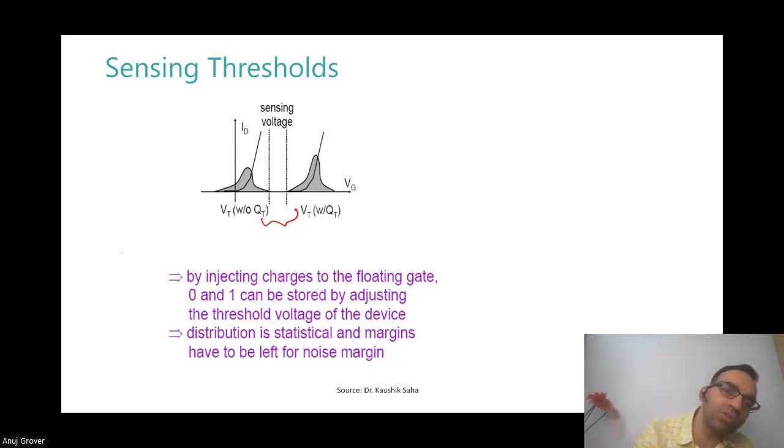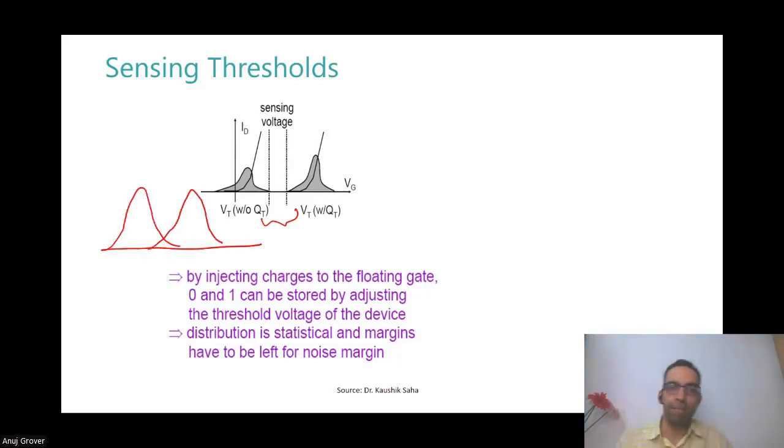What would happen if there were two distributions that were overlapping? What happens in such a case? Ambiguous data. You don't know whether you're reading a 00 or a 01 or a 10, whatever was the data that you wanted to read. In this region, there is ambiguity because there's a significant probability of reading a 0 and there's a significant probability of reading a 1 also at that particular voltage.